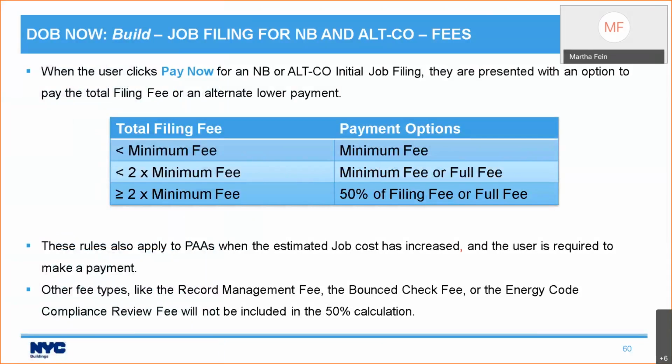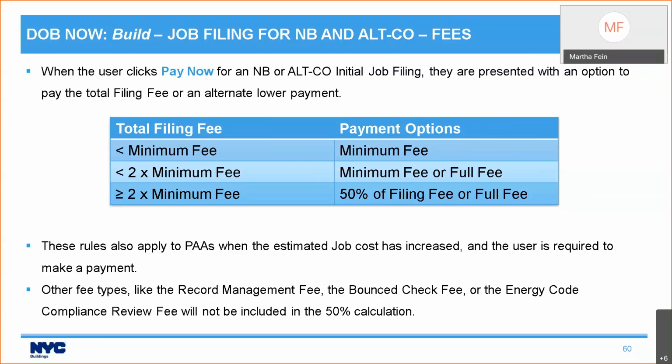Well, we're introducing something new in terms of paying fees. This is, I should specify, this is new to DOB Now Build. This is not new to DOB. So alteration jobs in DOB Now Build, you must pay the full fee amount before you file your job filing. For new building and Alt-CO jobs, you may be offered the option to pay a lower fee at the initial filing.